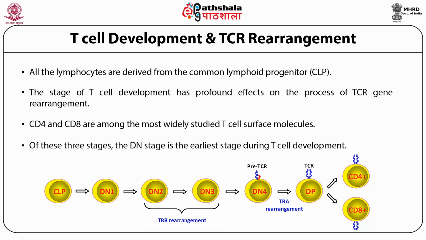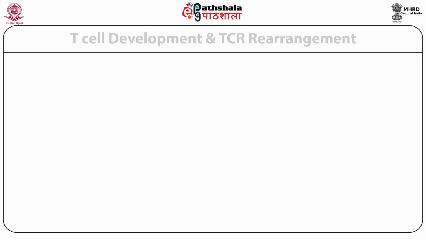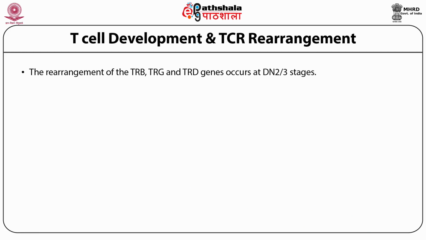Based on the presence or absence of two more cell surface molecules, CD25 and CD44, the DN stage can be further subdivided into DN1, DN2, DN3 and DN4 stages. DN1 is CD44 positive, DN2 is positive for both CD44 and CD25, DN3 is positive only for CD25, and DN4 is negative for both CD44 and CD25. The rearrangement of the TRB, TRG and TRD genes occurs at DN2 or DN3 stages.